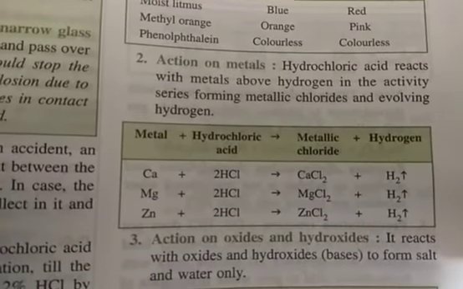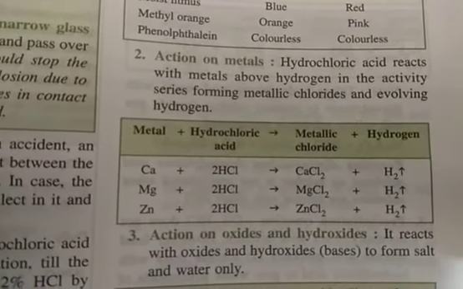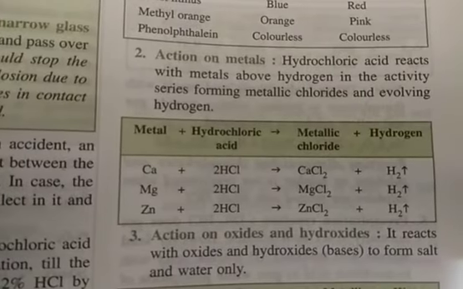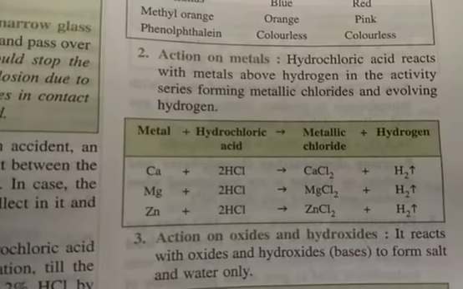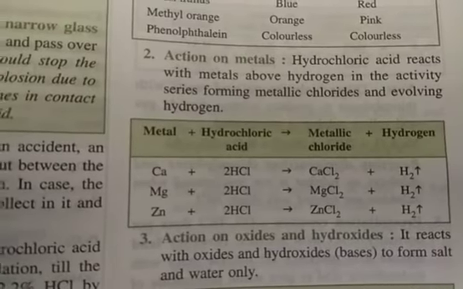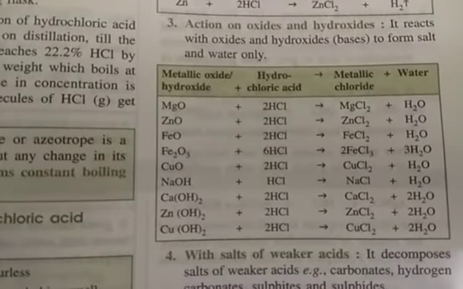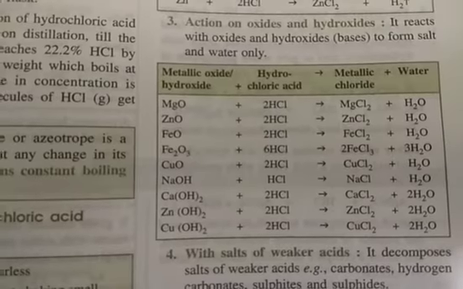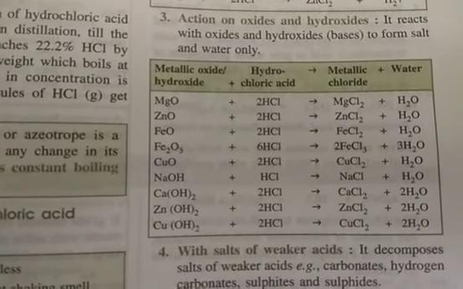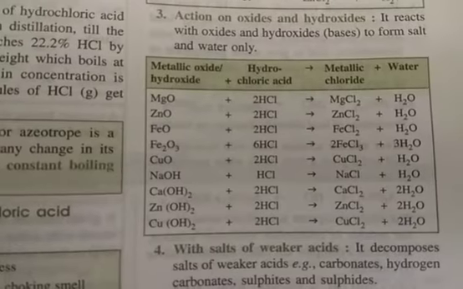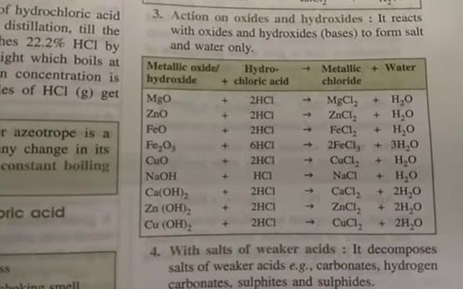Then we have reactions of some metals with hydrochloric acid. Already some of the examples we have seen. Metal on reaction with hydrochloric acid will give you metal chloride and hydrogen gas. Then we have some metal oxides or metal hydroxides reaction with hydrochloric acid. They will all produce metallic chloride along with water.